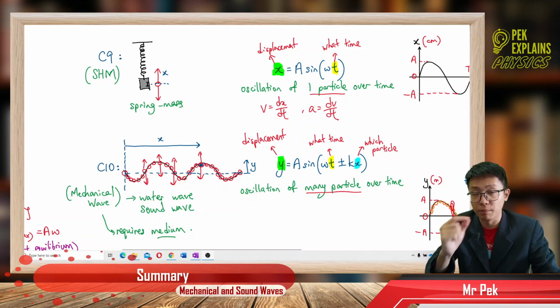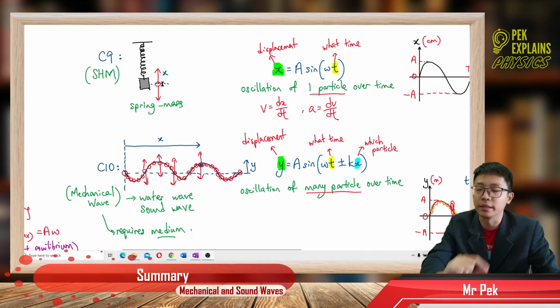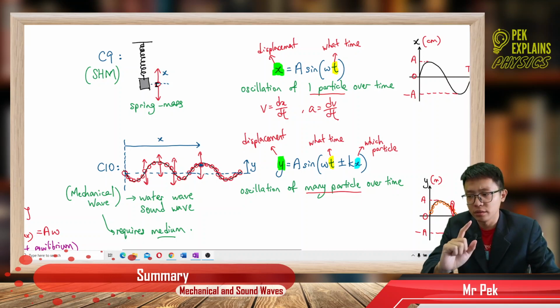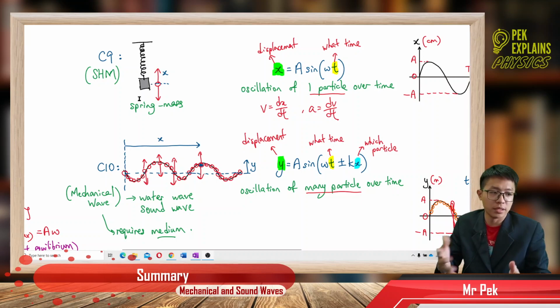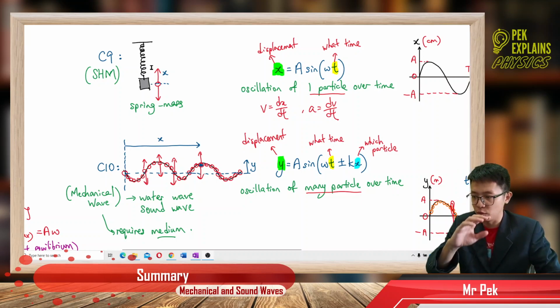Spring mass, okay, the block is actually considered as only one particle. So in Simple Harmonic Motion, chapter 9, we just learned the oscillation of the block, the one particle, oscillation of this block over time. It's just the oscillation of the block up and down over time. So we use this equation x equal to a sine omega t to describe the oscillation of the block. At different time, the block has different displacement. This equation just shows the oscillation of one particle over time.